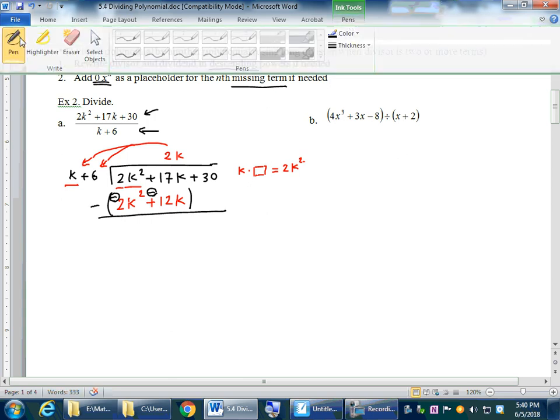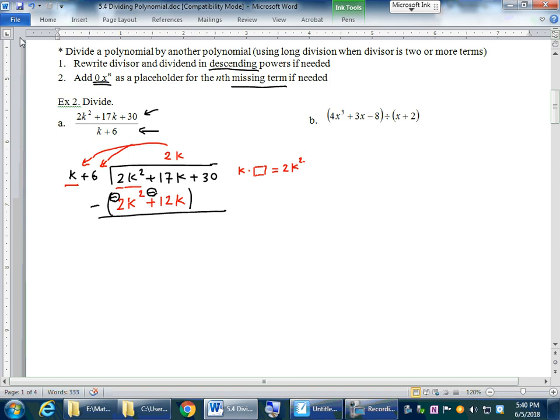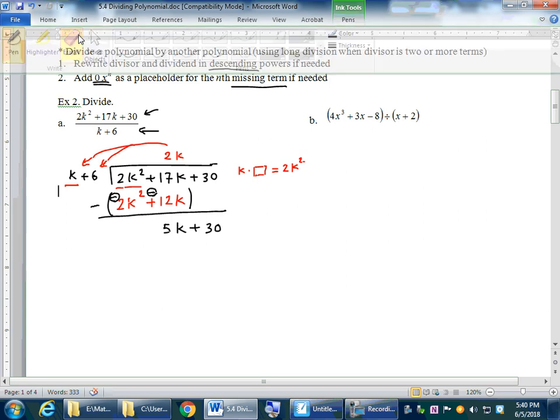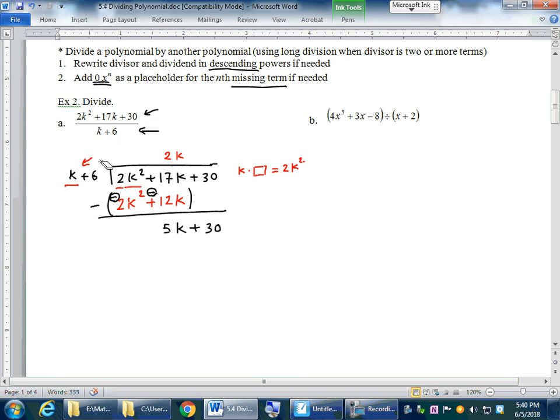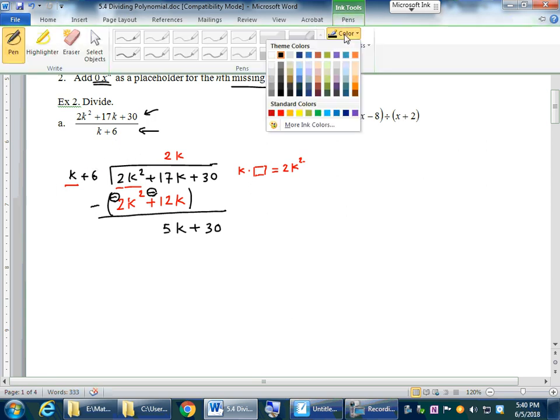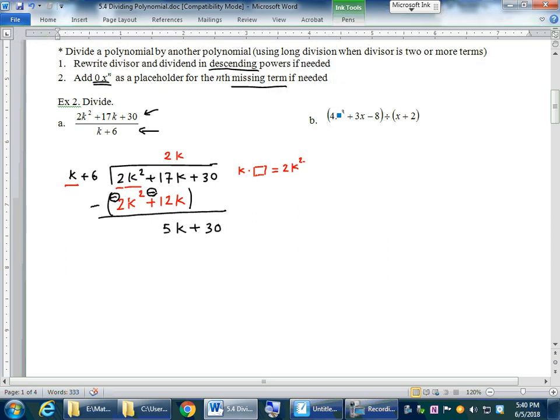2k squared minus 2k squared will become 0. Positive 17k minus 12k will become 5k, and then plus 30. Once we're done with that, we follow the same exact process. I'm going to ask myself, here's the first term, how many times will give me exactly this first term? So I have to ask, k times what gives me exactly 5k? That will be a positive 5, so plus 5 right here.